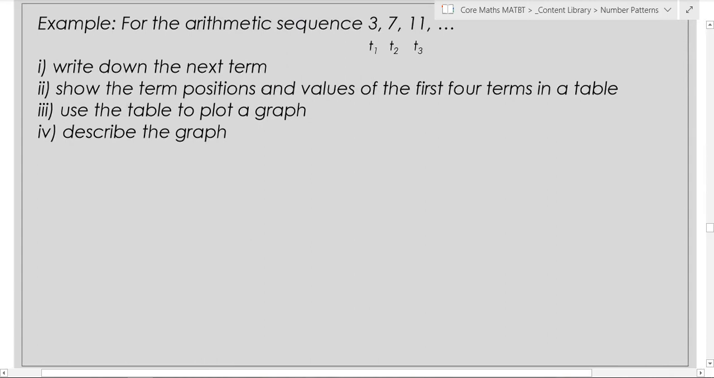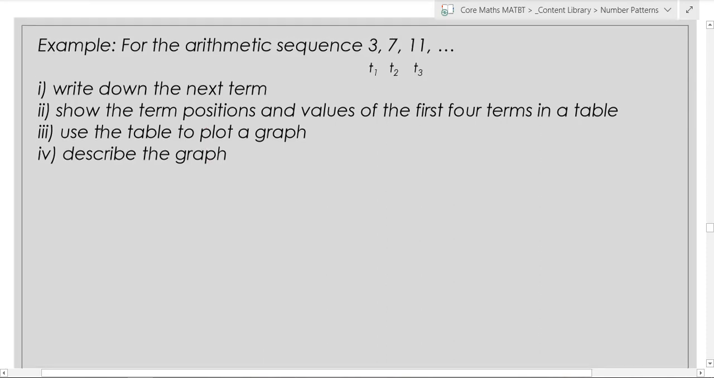For this arithmetic sequence, write down the next term, show the term positions and values in the first 4 terms in the table, use the table to plot a graph, and then describe the graph. So let's do part 1. Write down the next term. So we know that T1 is 3, T2 is 7, T3 is 11, but what is T4? Let's work out T4.